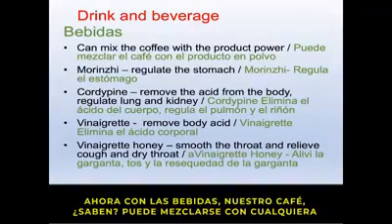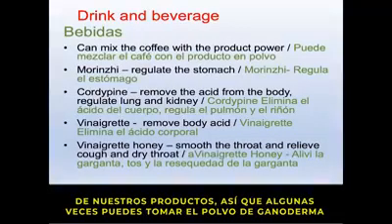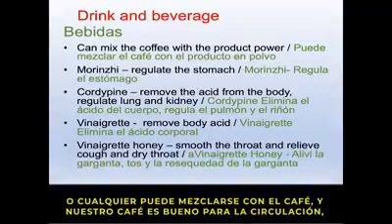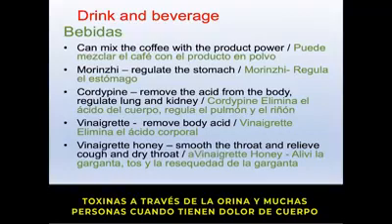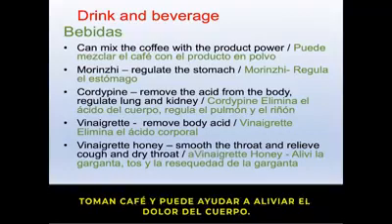We also have drinks and beverages. Our coffee can mix with any of our products. So sometimes you take the powder of Ganoterapia, you take anything, you can mix it into the coffee and take it. And our coffee is good for the circulation, to improve the circulation of the body. It's also good to discharge the toxin through the urine. Many people, when they have body pains, take the coffee, and it can also relieve some of the pains in the body.